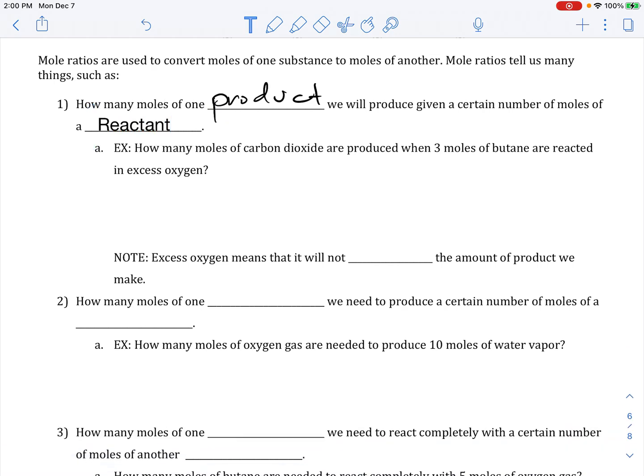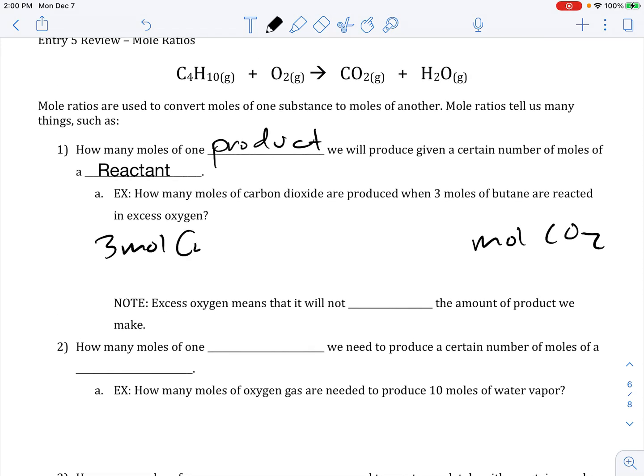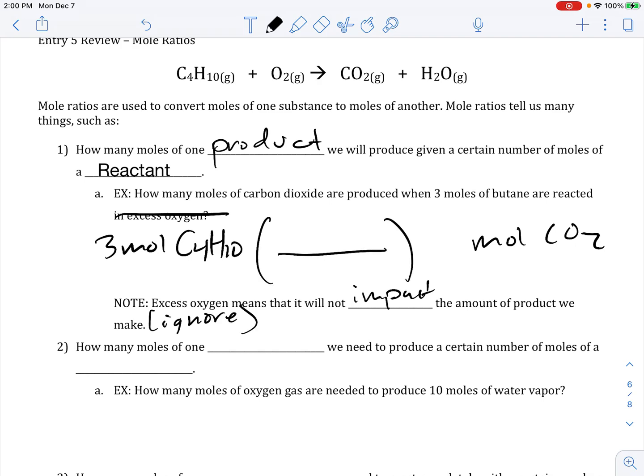Okay. And then I read the problem, and it says how many moles of carbon dioxide, so that's where I'm ending, is moles of CO2, are produced when I have 3 moles of butane, which is C4H10, and it says are reacted in excess oxygen. Excess oxygen means it will not impact the amount of product we can make, so it means ignore. Okay. So 3 moles here, and then I look up here, that's a 1. So I have 1 mole of butane on bottom to cancel.